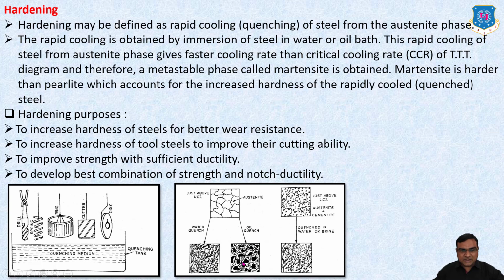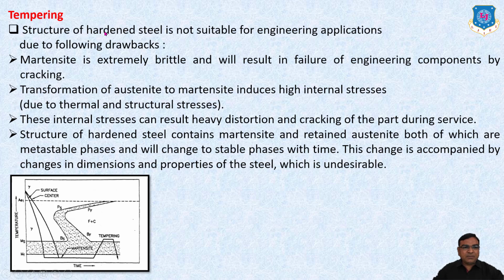microstructures. Tempering. The structure of hardened steel is not suitable for engineering applications due to the following drawbacks. Martensite is extremely brittle and will result in failure of engineering components by cracking. Transformation of austenite to martensite induces high internal stresses due to thermal and structural stresses. These internal stresses can result in heavy distortion and cracking of the part during service.